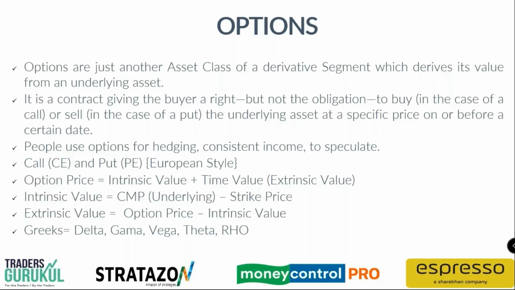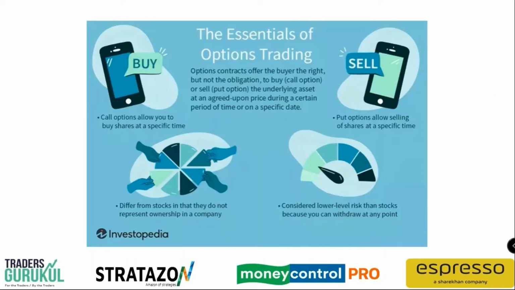So intrinsic value is current market price minus strike price, and extrinsic value, that is time value, is option price minus intrinsic value, as we discussed in this example. This extrinsic value comprises a few Greeks: delta, gamma, vega, theta, and rho. We will not go into much detail, otherwise it will eat our time unnecessarily. I'm just skipping this slide.